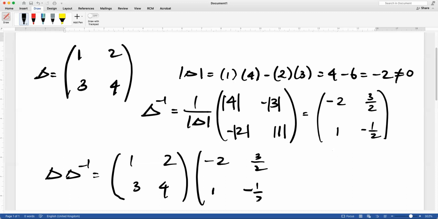minus half. Okay, so when we make the product of that, this is going to be -2 minus 2, yeah, -2 plus 2. Something wrong is going on. No, we need a 1 there, right? If you multiply, it has to be the identity matrix. We have a -2 plus 2. We are getting 0, right?